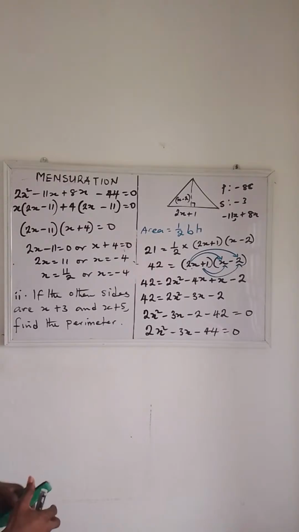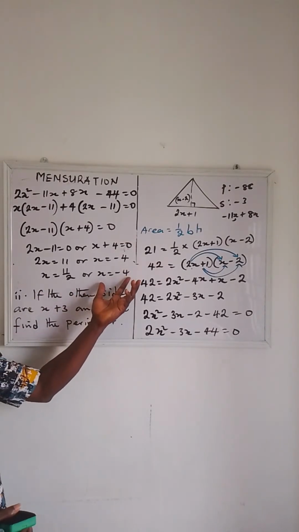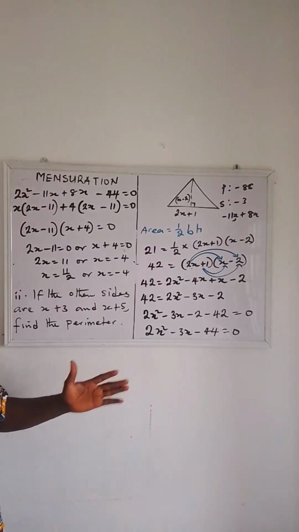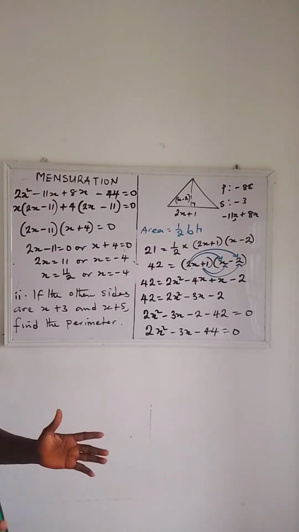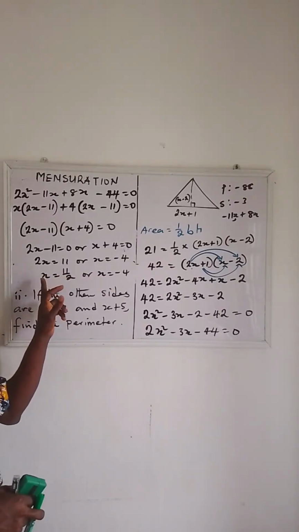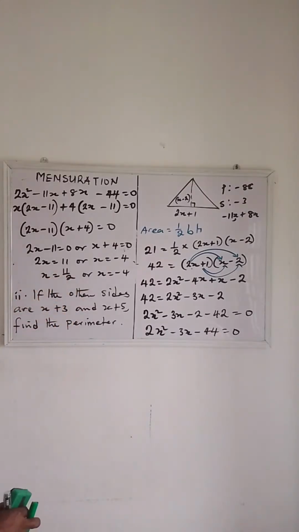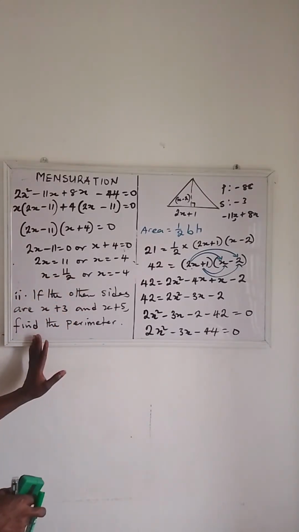Now don't forget, your x cannot be negative. It can't be negative because we are talking about distance, and distance is not measured in negative. It's always positive. So that means the value of x is 11 over 2. So that answers the first part of the question. Now let's look at the second part.